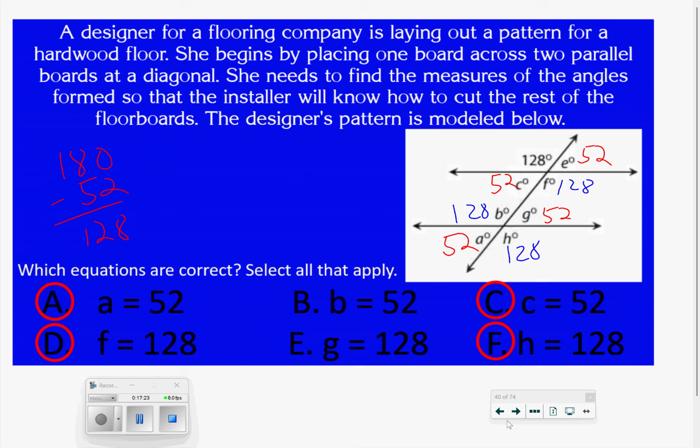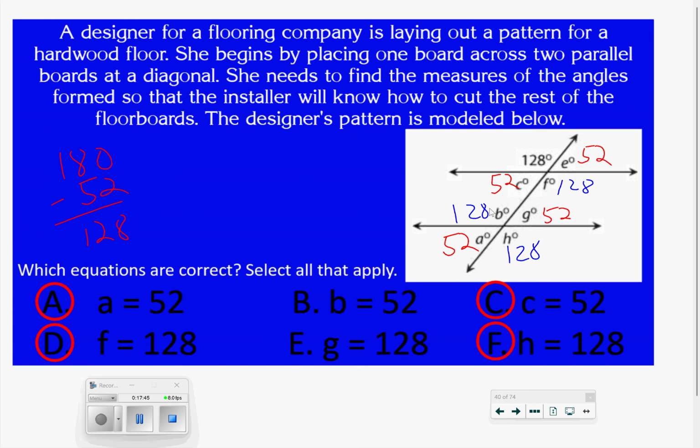Okay, so they only gave you one measurement for one of the angles, but since the lines are parallel, you know all of them. So this one's the obtuse angle, it is 128, and the vertical angle right across from it is 128. The alternate interior angle away from that is going to be 128, and then the vertical angle across from that is 128. All the obtuse angles are the same.